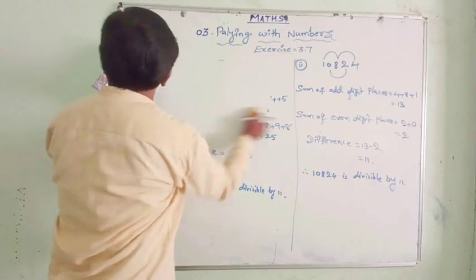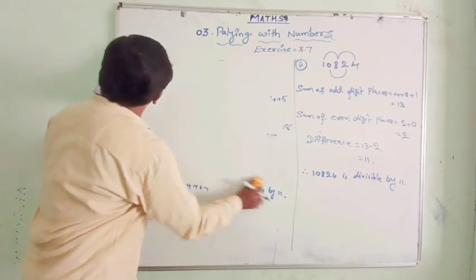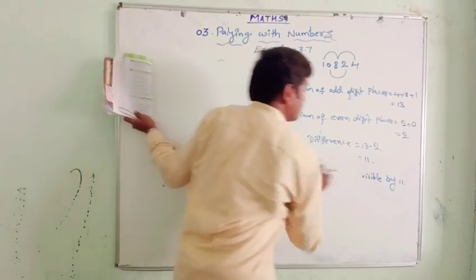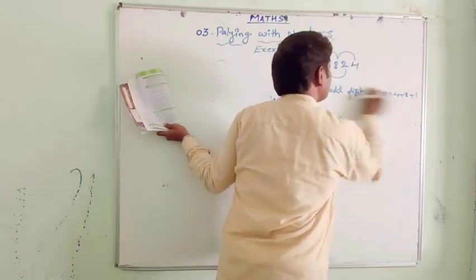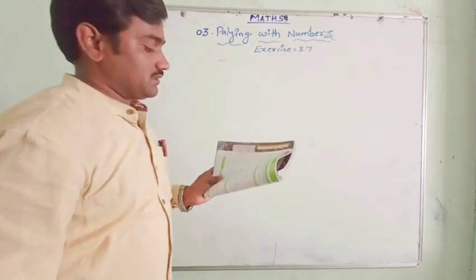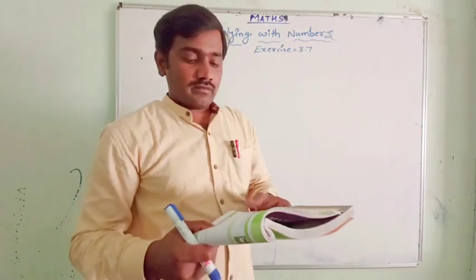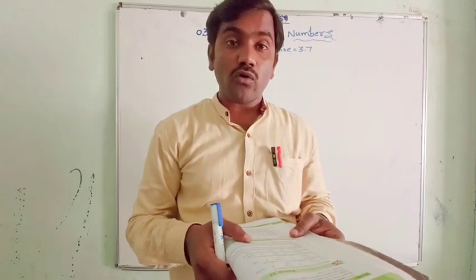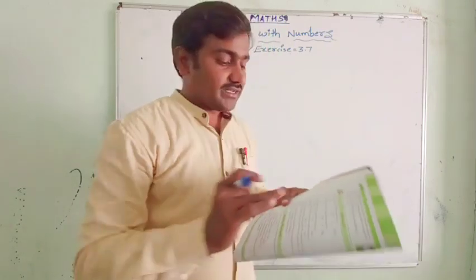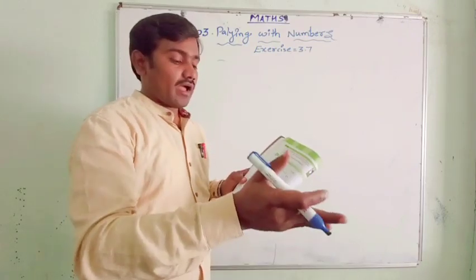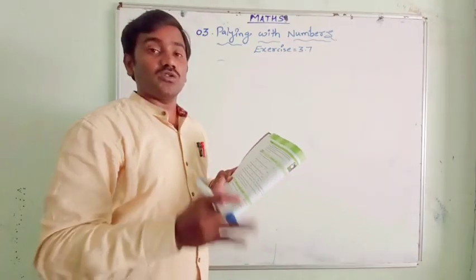Here there is one more bit, your fourth bit. Let us complete this also. Verify whether the following numbers are divisible by 4 and by 8. Here it is asked to verify whether the following numbers are divisible by 4 and 8. Both we have to check.